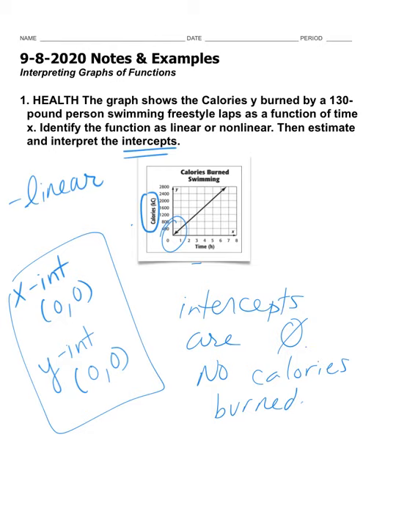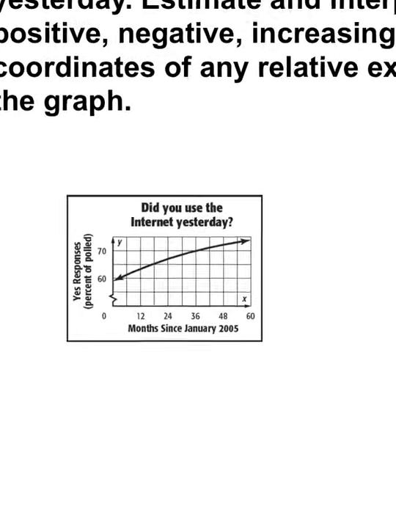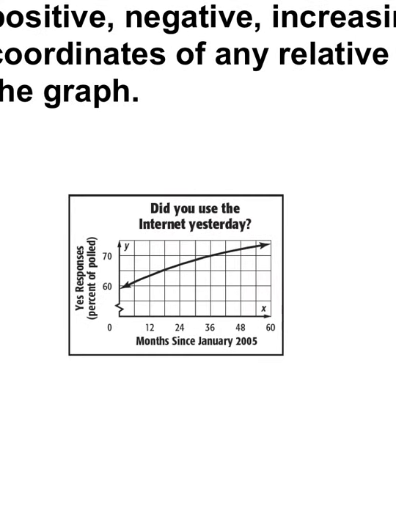Because he just started. Basically, we have a graph about the internet use yesterday. So this graph looks like this. We have months on the x-axis, yes responses on the y. The title is "Did You Use the Internet Technology?" So the question says, estimate and interpret where the function is positive.